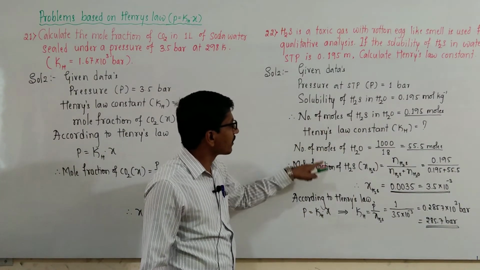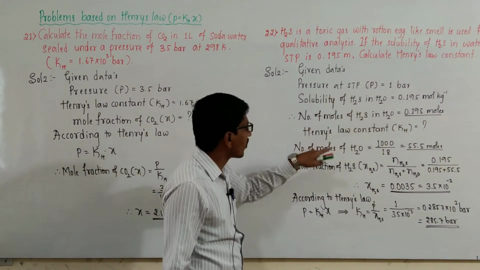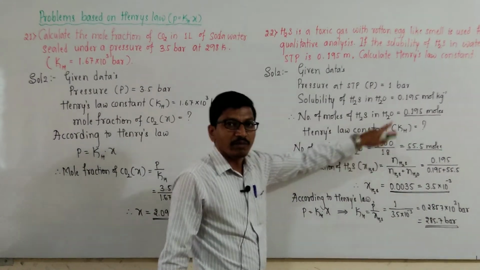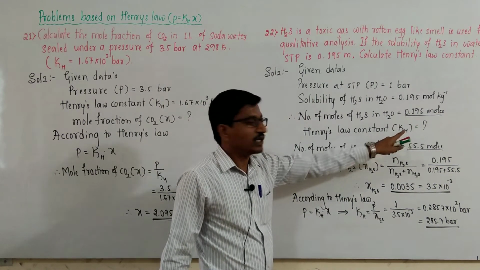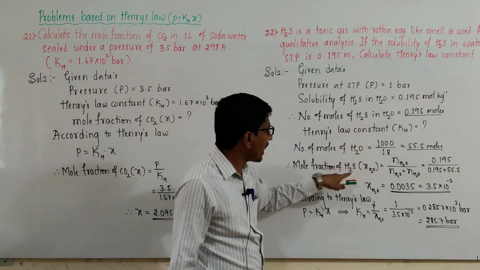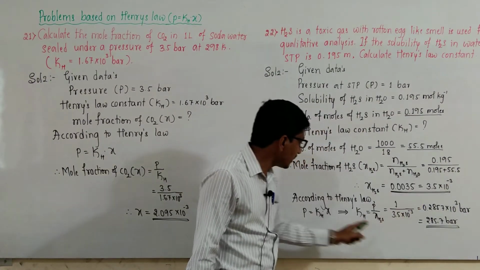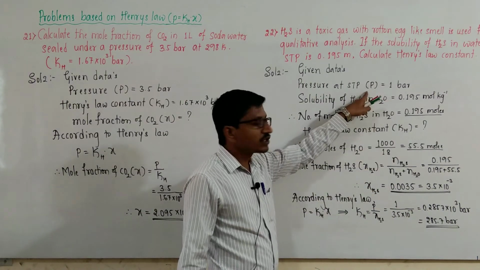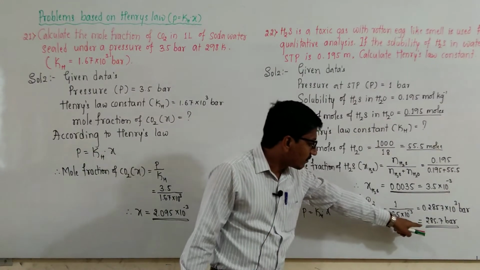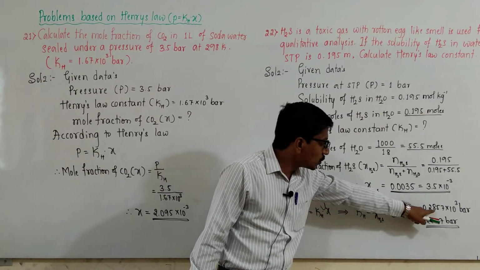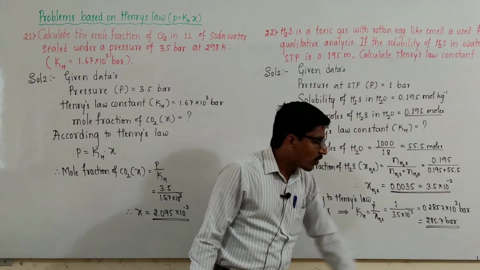KH value is to be calculated. From the solubility, the number of moles of H2S is known, and the number of moles of water is calculated because the solution is 1000 gram or 1 kg and molar mass is 18. From these two values, the mole fraction of H2S can be calculated and its value is 3.5 into 10 raised to minus 3. From the mole fraction and pressure at STP, the KH value is calculated and that value is 0.2857 into 10 raised to 3 bar or 285.7 bar.